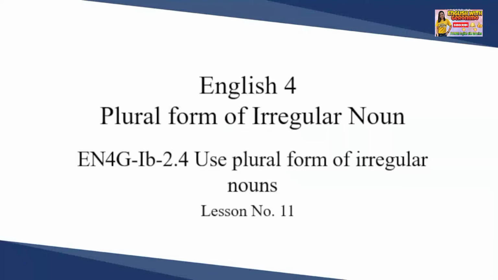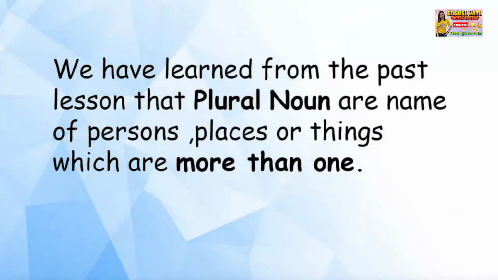We are in the second quarter of our set of lessons, and I hope everybody will delight in learning today with lesson number 11, Plural form of irregular noun. We have learned from the past lesson that plural nouns are names of persons, places, or things which are more than one.